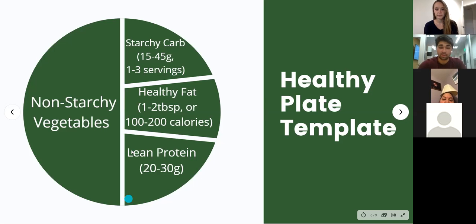And then finally, your lean protein, 20 to 30 grams, or I like the example of a deck of cards, or if you have a little bit smaller hands than me, about the size of your palm of your hand. And that'll give you about 20 to 30 grams.